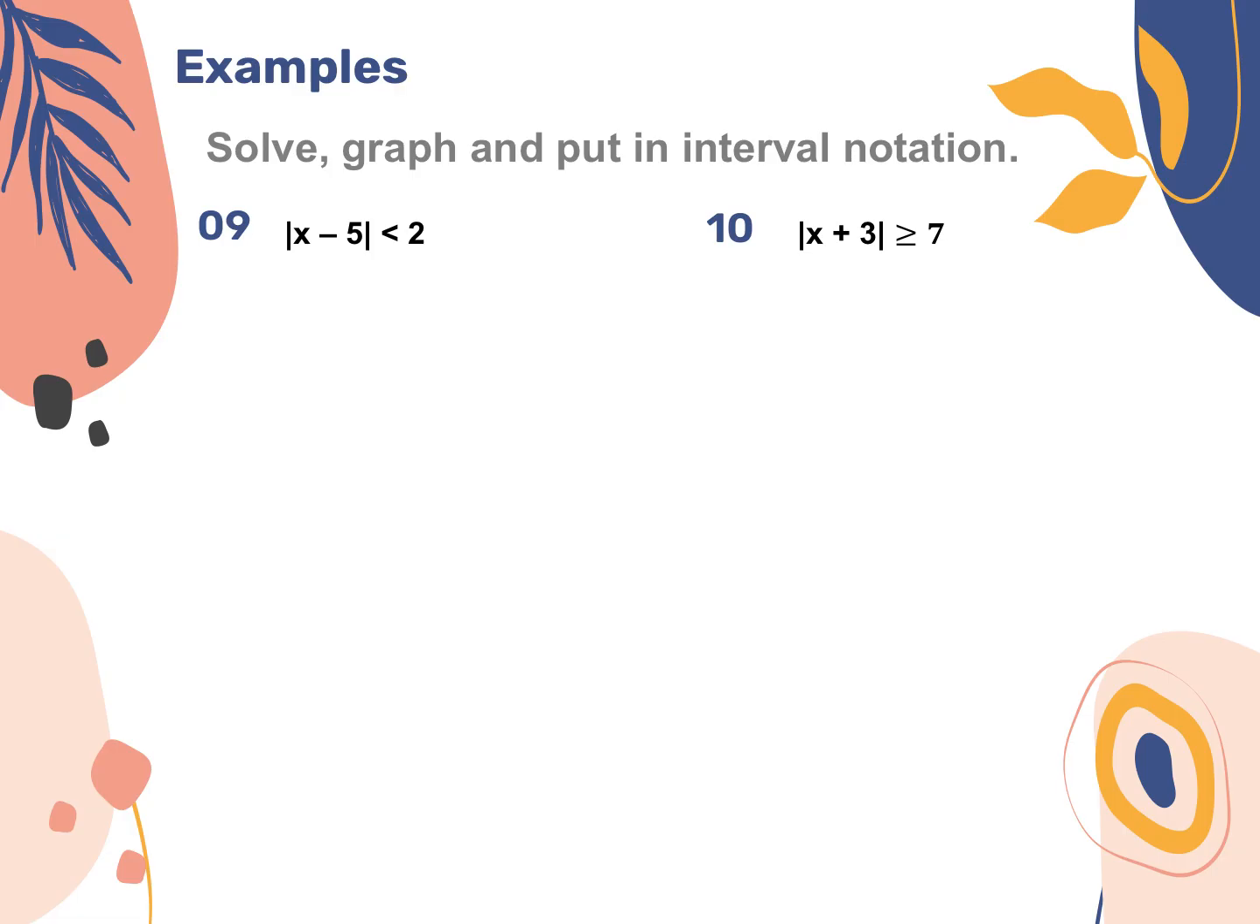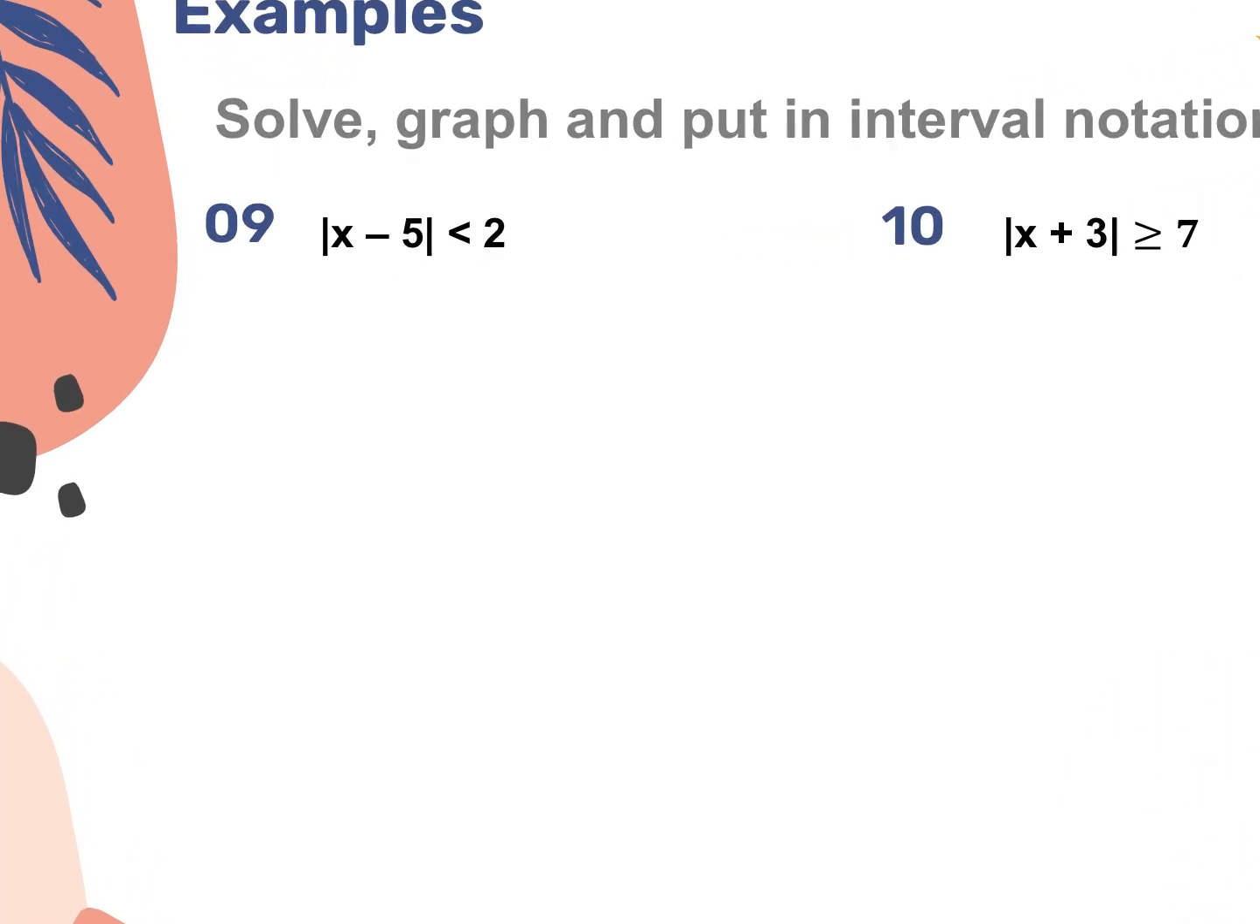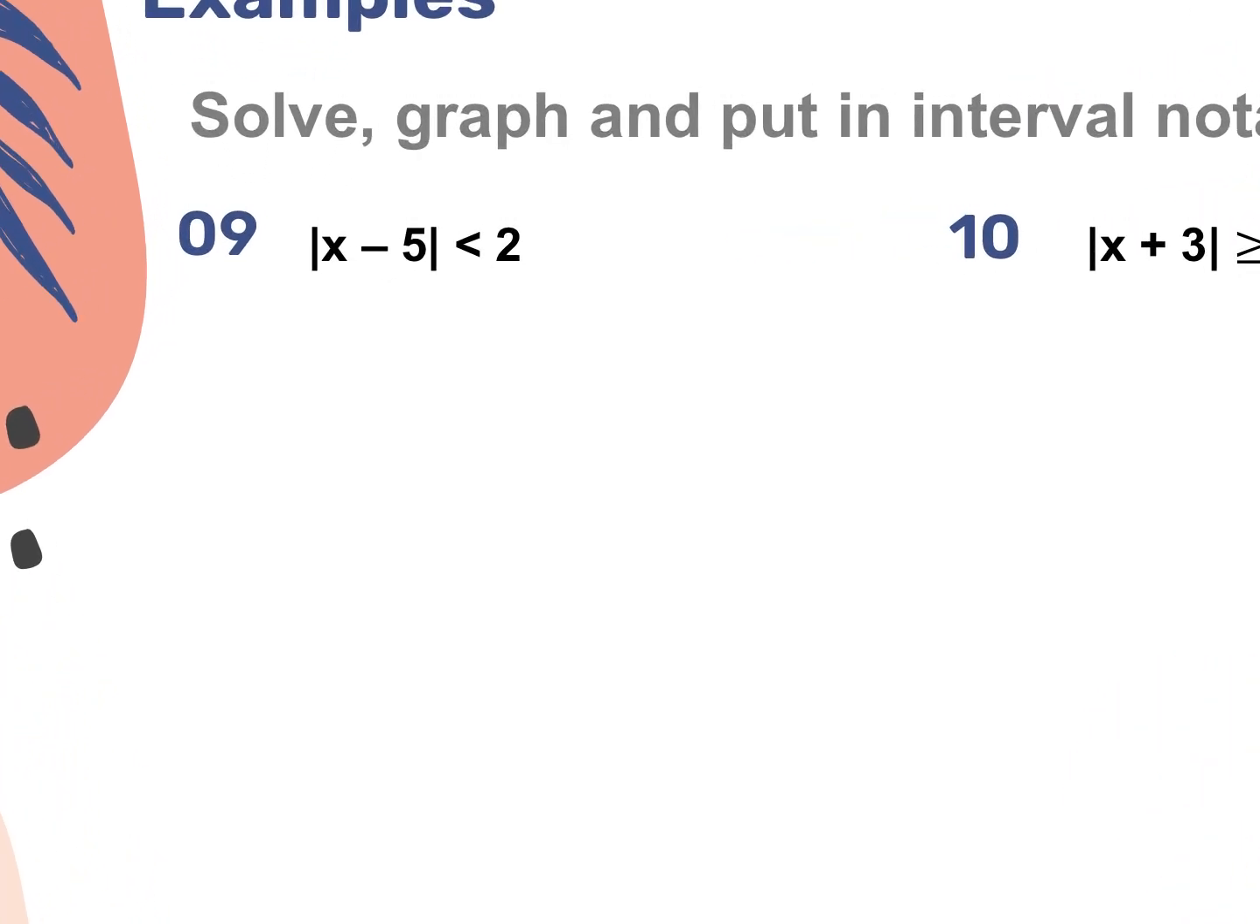What I like to do with these kinds of equations is treat the inequality as if it was an equal sign. If you remember with absolute value equations, we got rid of the absolute value bars. So I turn this into x minus 5 equals the original, and then x minus 5 equals the opposite of the original. Then I solve these separately. I add 5, and I get x is 7. Add 5, and I get x equals 3.